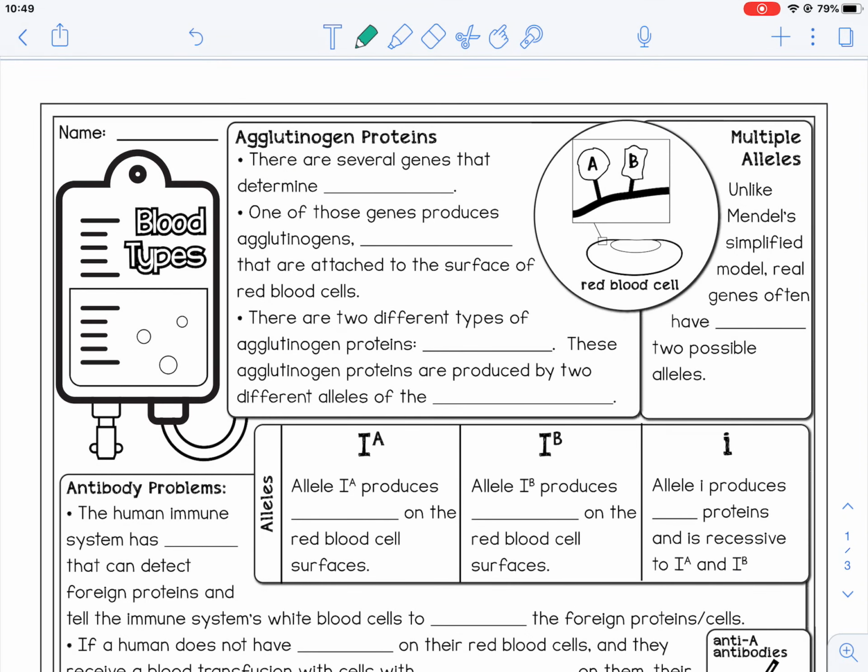Okay, you may not have heard of a snapdragon before, but you've definitely heard of blood types before.